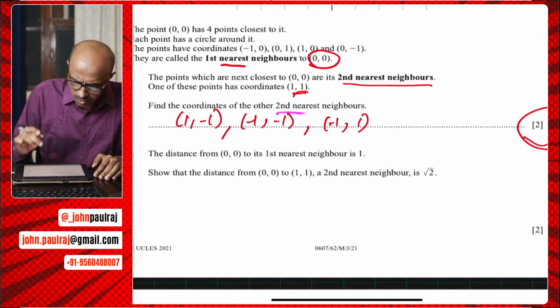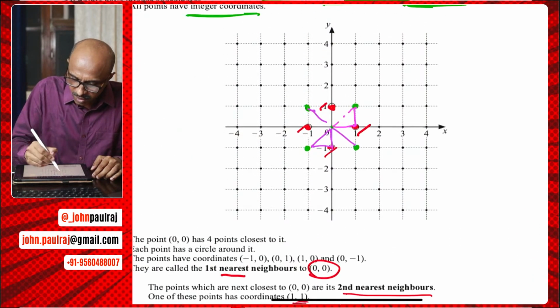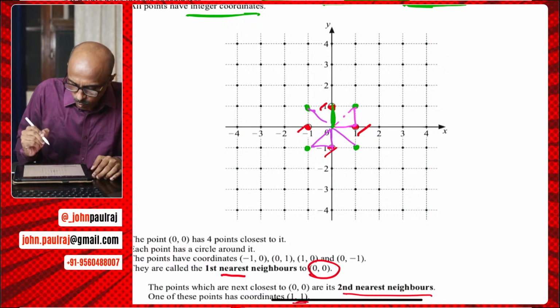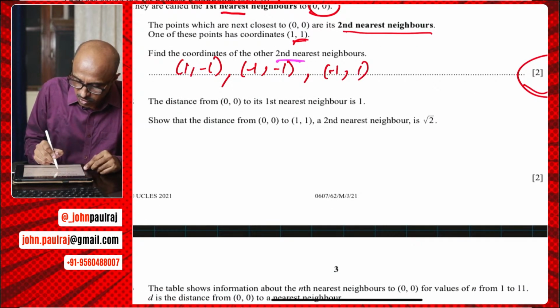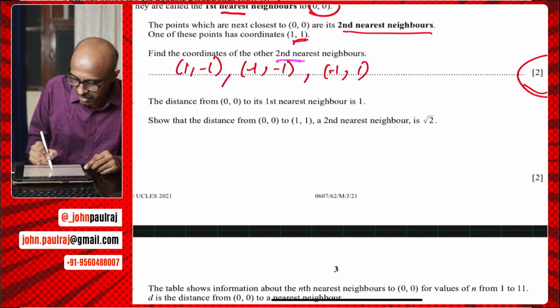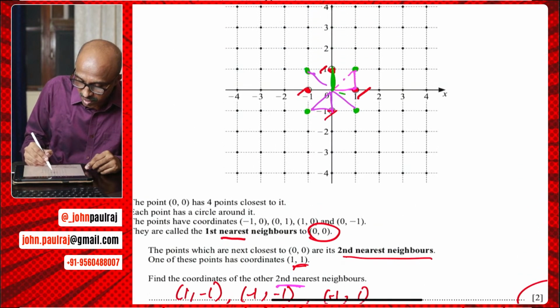The distance from 0, 0 to its first nearest neighbor is 1. That's how they've defined the first nearest neighbor. I think they're asking for the second. Show that the distance from 0, 0 to 1, 1, a second nearest neighbor, is root 2. Well, that's the same thing that we talked about, right? It's using the Pythagoras theorem.